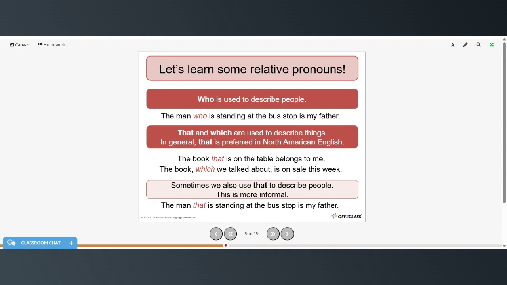In general, that is preferred in North American English. The book that is on the table belongs to me. The book, which we talked about, is on sale this week. Sometimes we also use that to describe people, and this is more informal. The man that is standing at the bus stop is my father.